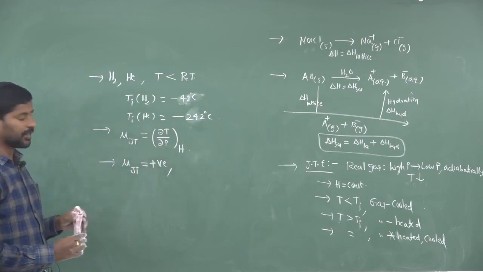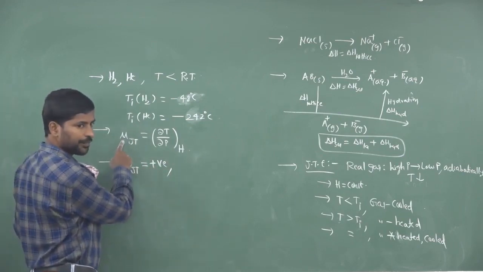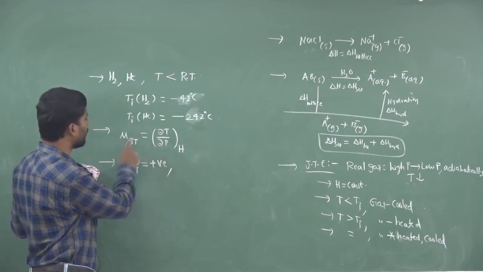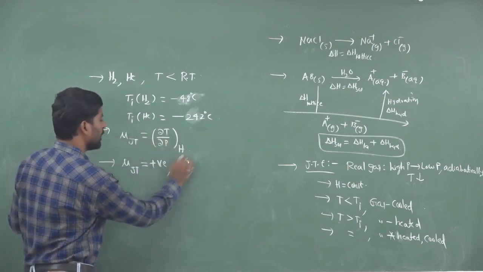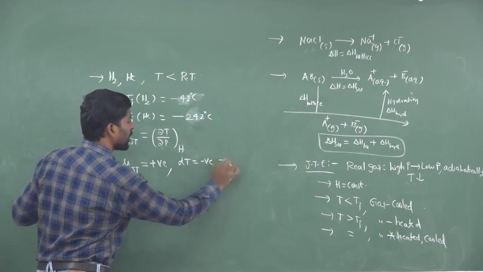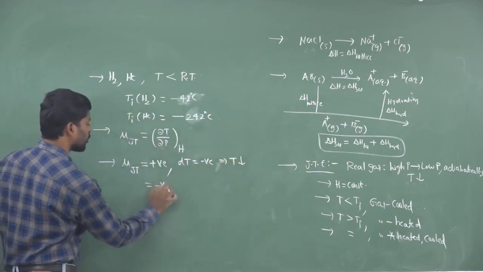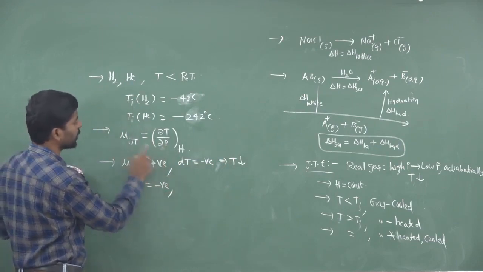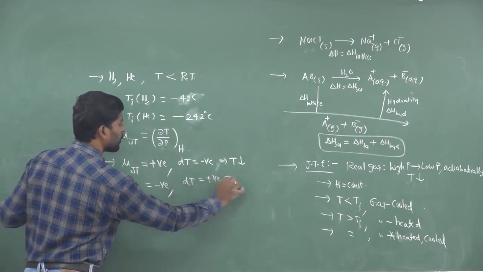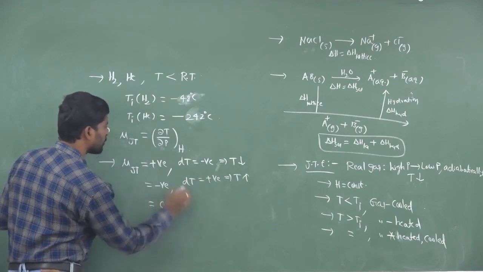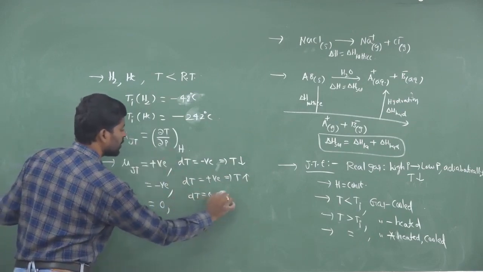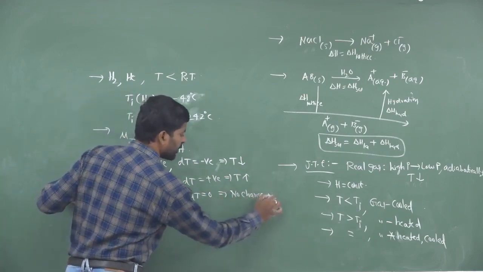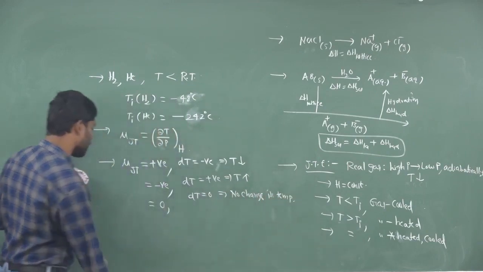If the Joule-Thomson coefficient is positive, what happens to the temperature of the gas? dP is always negative, going from high pressure to low pressure. Negative times positive gives negative, so dT is negative, which means the temperature of the gas decreases. If the Joule-Thomson coefficient is negative, dP is negative, and negative times negative is positive, so dT is positive, which means the temperature of the gas increases. If the Joule-Thomson coefficient is zero, dT is equal to zero, so there is no change in temperature, meaning the gas is neither heated nor cooled.